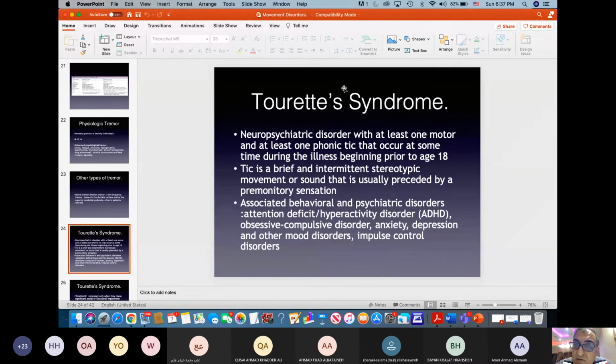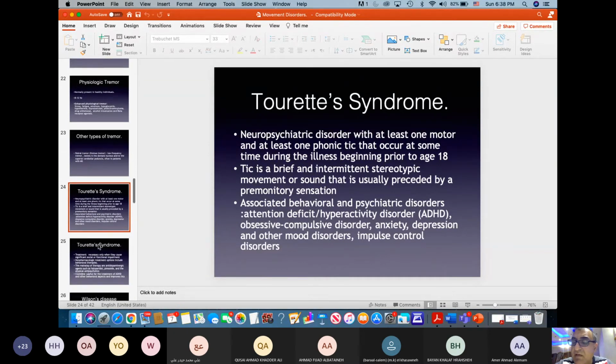Now, typically in Tourette syndrome, the patient would have both verbal and motor tics in association with behavioral and psychiatric problems, like attention deficit hyperactivity disorder or obsessive compulsive disorder. It starts early in life, typically in kids.